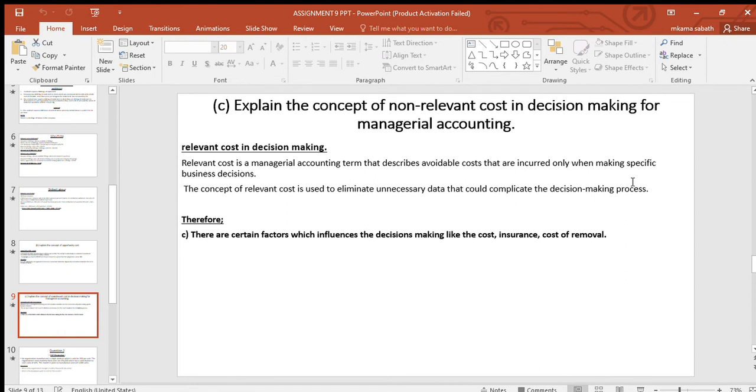So those factors are known as cost, insurance, and cost of removal. These are the factors that may affect the managerial accounting. They are cost, insurance, and cost of removal.